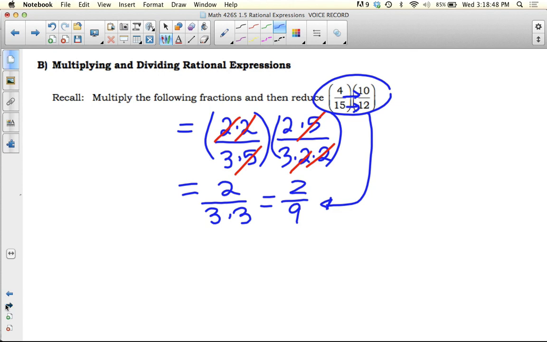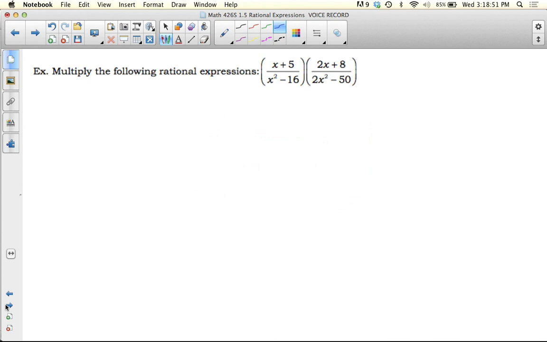Okay, so we'll go to the next slide. So let's look at this rational expression here. We're going to multiply these two. So first, what we want to do is factor each of the terms that we have in our fractions here. So x plus 5, we can't do anything with that. X squared minus 16, that's a difference of squares. And 2x plus 8, that's a GCF. And 2x squared minus 50 is another GCF. And we're going to see what that leaves behind later. Okay, so let's go through and factor all of that.